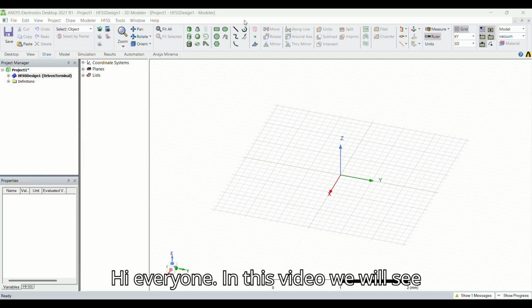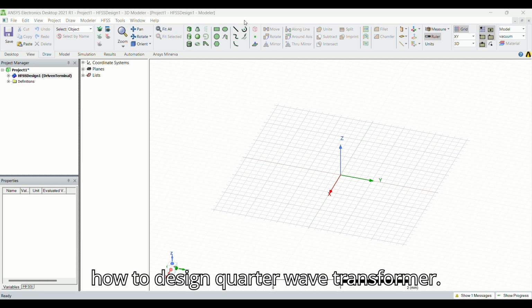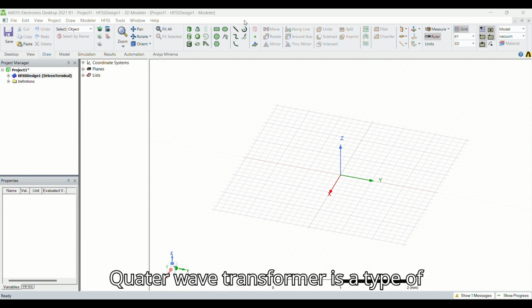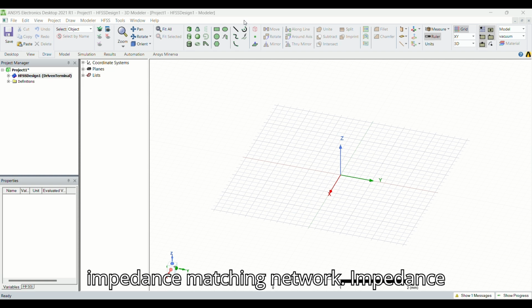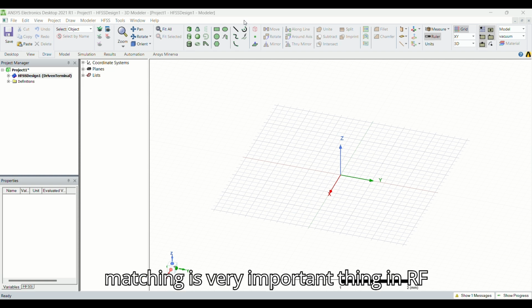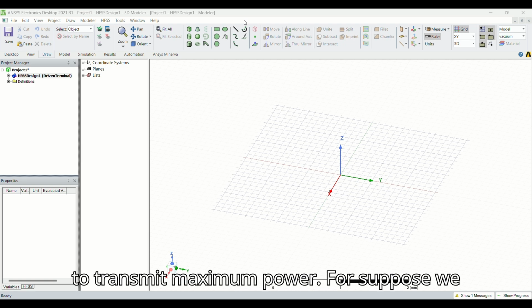Hi everyone, in this video we will see how to design a quarter wave transformer. A quarter wave transformer is a type of impedance matching network. Impedance matching is a very important thing in RF to transmit maximum power.